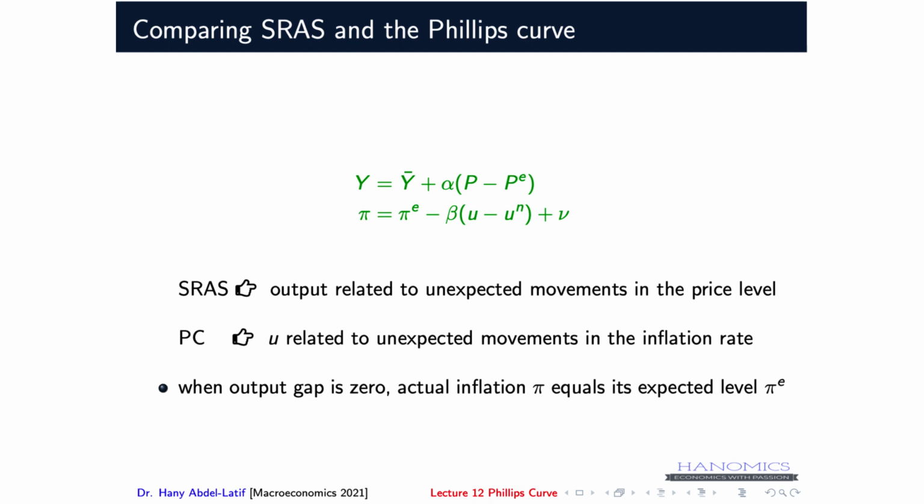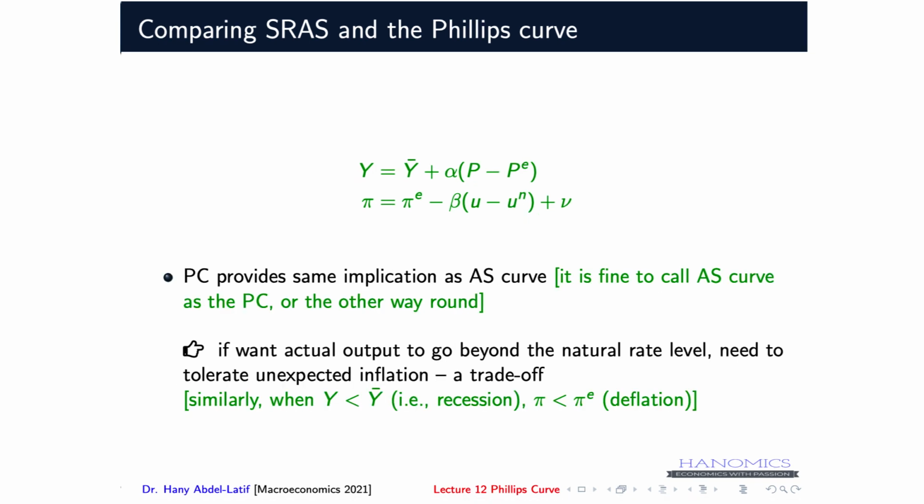If we try to build more on that, just looking at both curves, we see that the Phillips curve provides a similar implication to what the aggregate supply curve suggests, and that's why sometimes people call the aggregate supply curve the Phillips curve, or the other way around. So what are these implications? Basically, from this equation, if you want the actual output level to go beyond the natural rate level, you need to tolerate some unexpected inflation, a sort of trade-off.